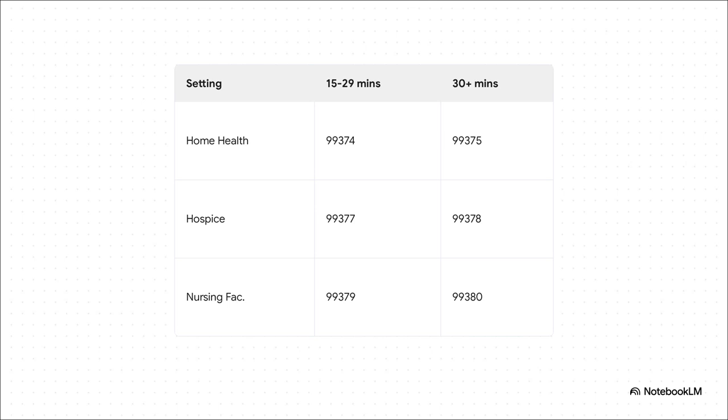For a hospice patient, the codes shift to 99377 for the lower time tier and 99378 for 30-plus minutes. Finally, for a patient in a nursing facility, you're going to use 99379 for 15 to 29 minutes and 99380 for 30 minutes or more. Notice that anything less than 15 minutes in a month is not separately billable.